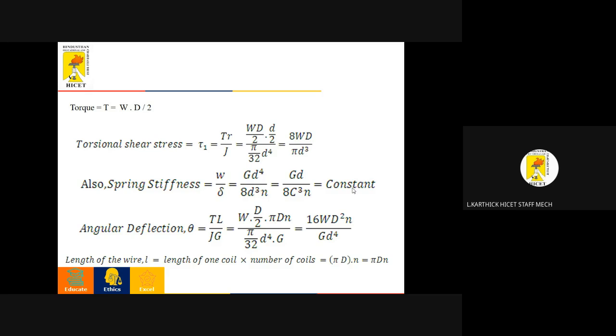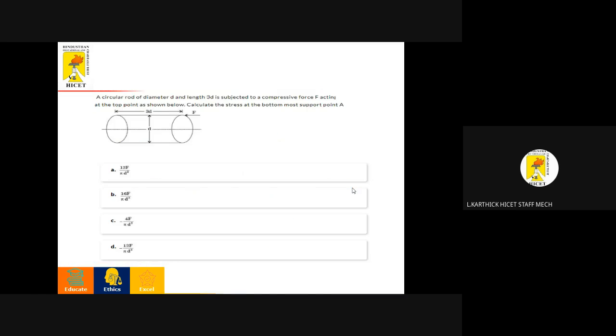And the length of the wire L equals the length of one coil into the number of coils. The length of one coil is the circumference, pi into D, and N indicates the number of coils we have. So finally, we have pi D N for the length of the wire.